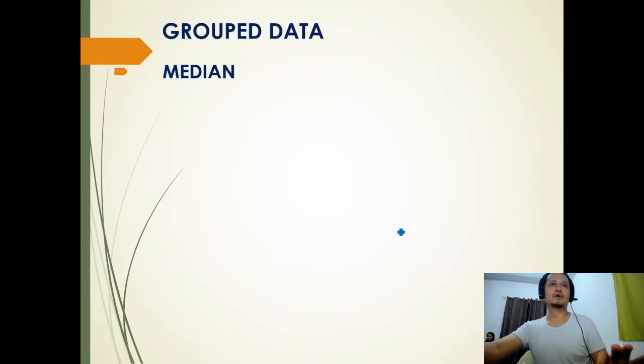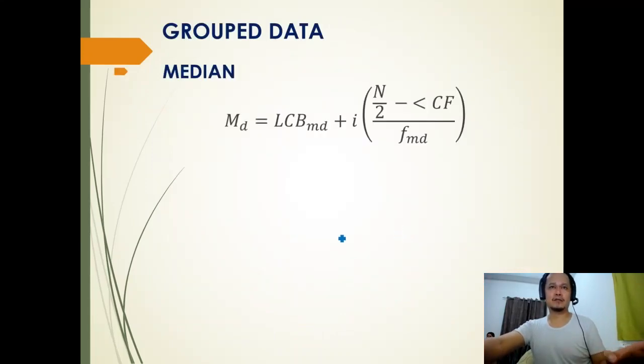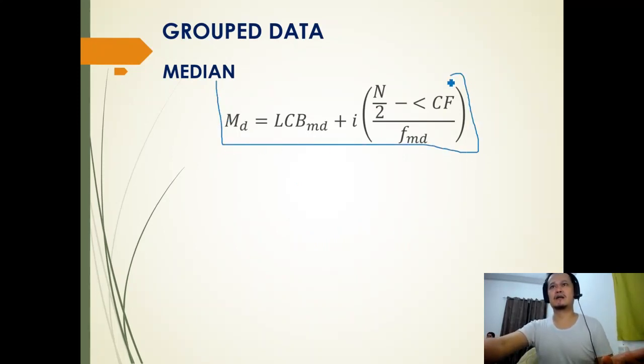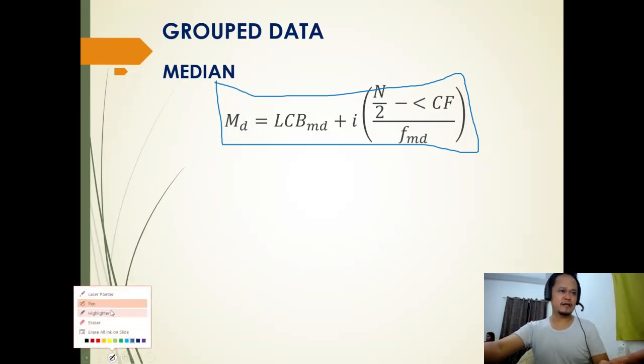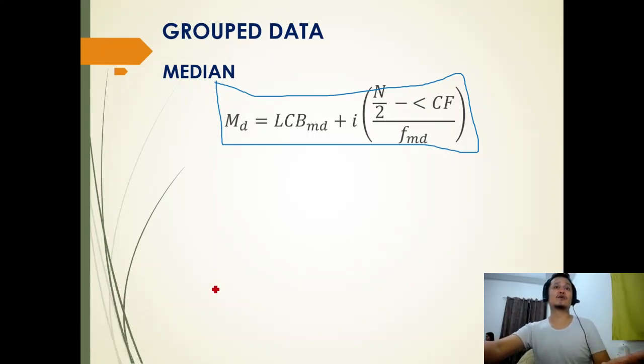Now for the median, we have a different formula. This formula is a little bit complicated to look at, but when you apply it, you will find out that it is in fact a very simple, straightforward formula. The median, denoted by MD, is equal to the lower class boundary of the median class.